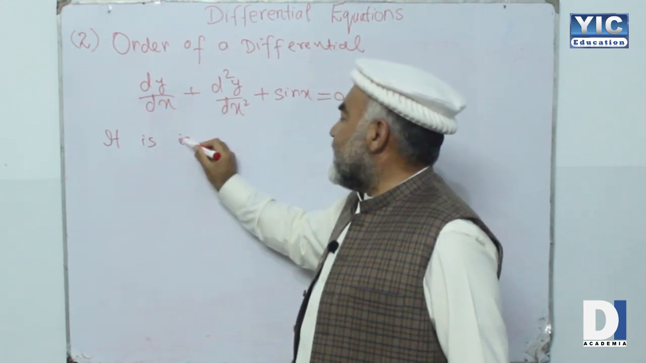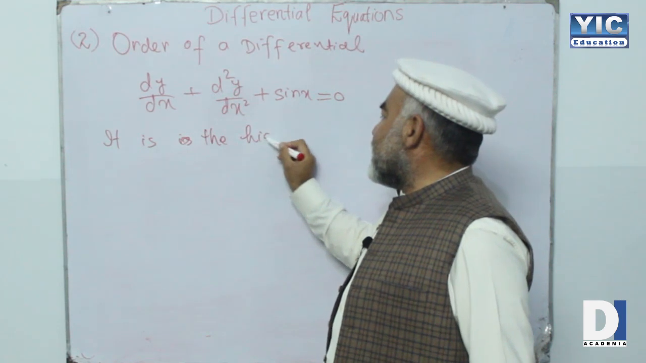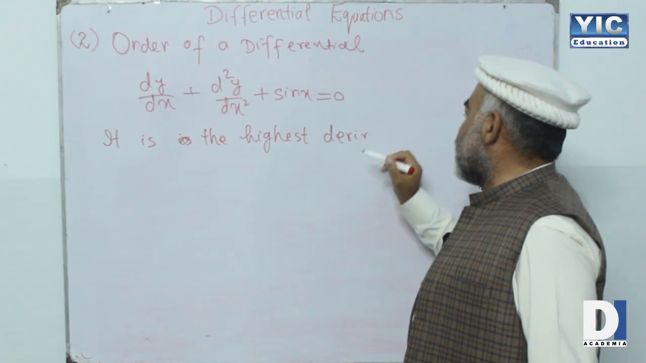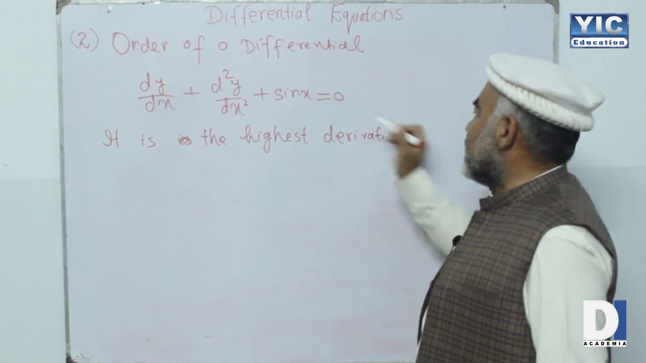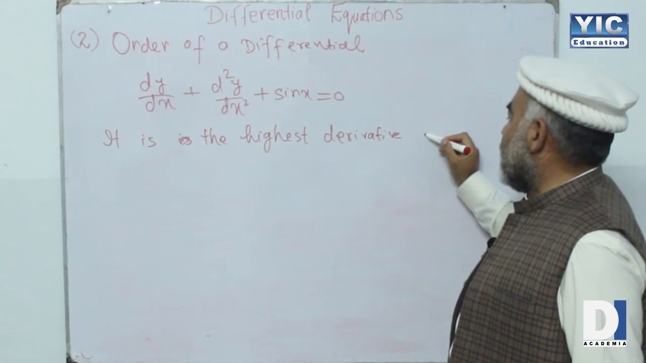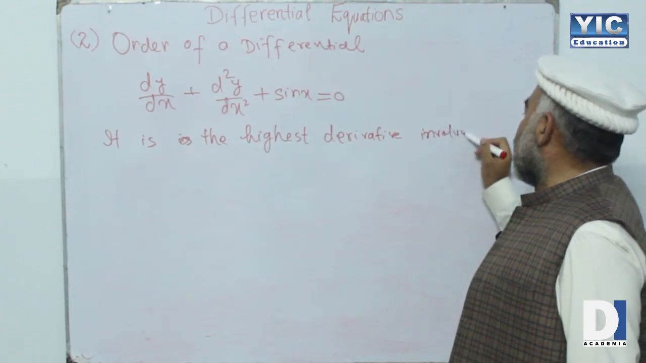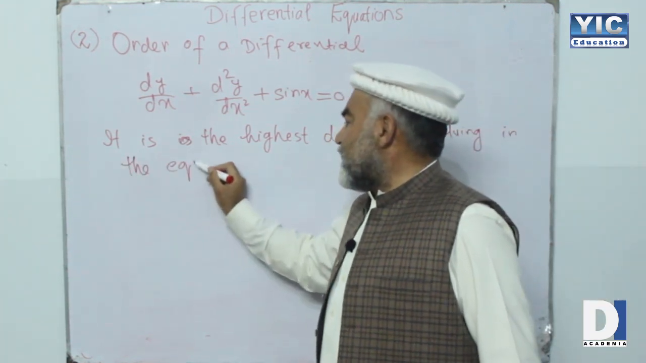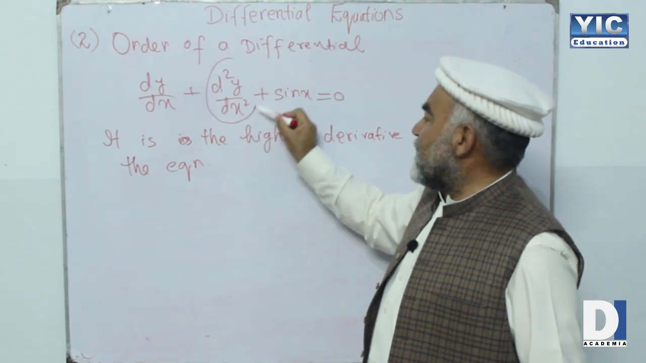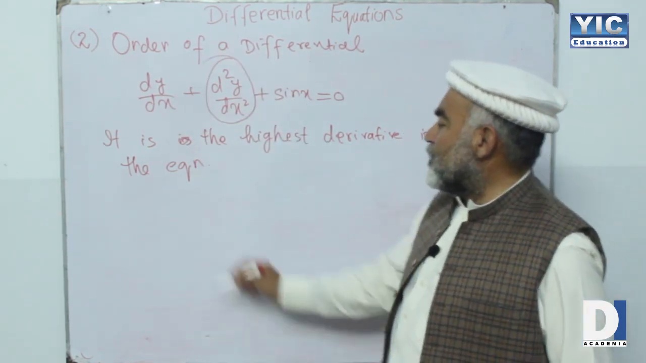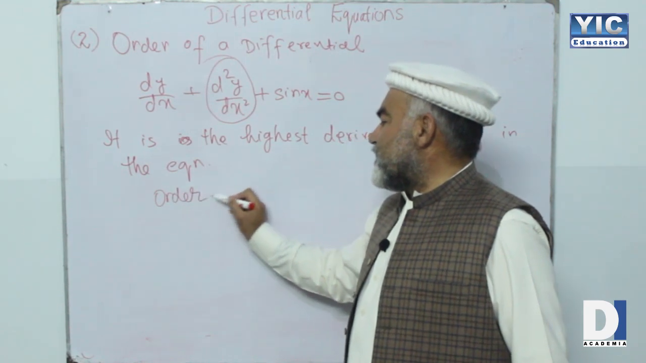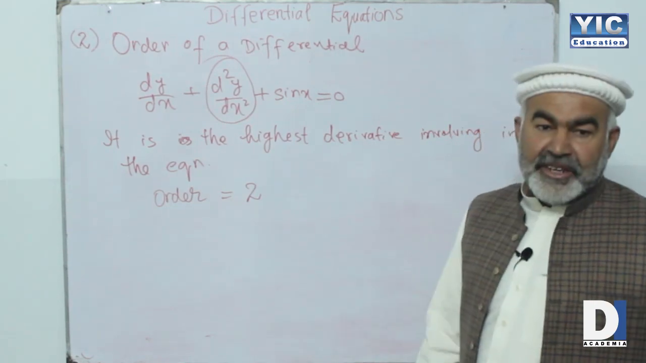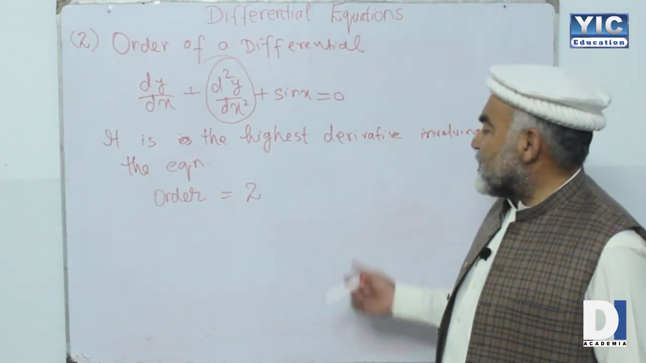It is the highest derivative involving in the equation. So here the highest derivative is the second derivative. So the order of this differential equation is 2. Okay, so it is the highest derivative involving in a differential equation.